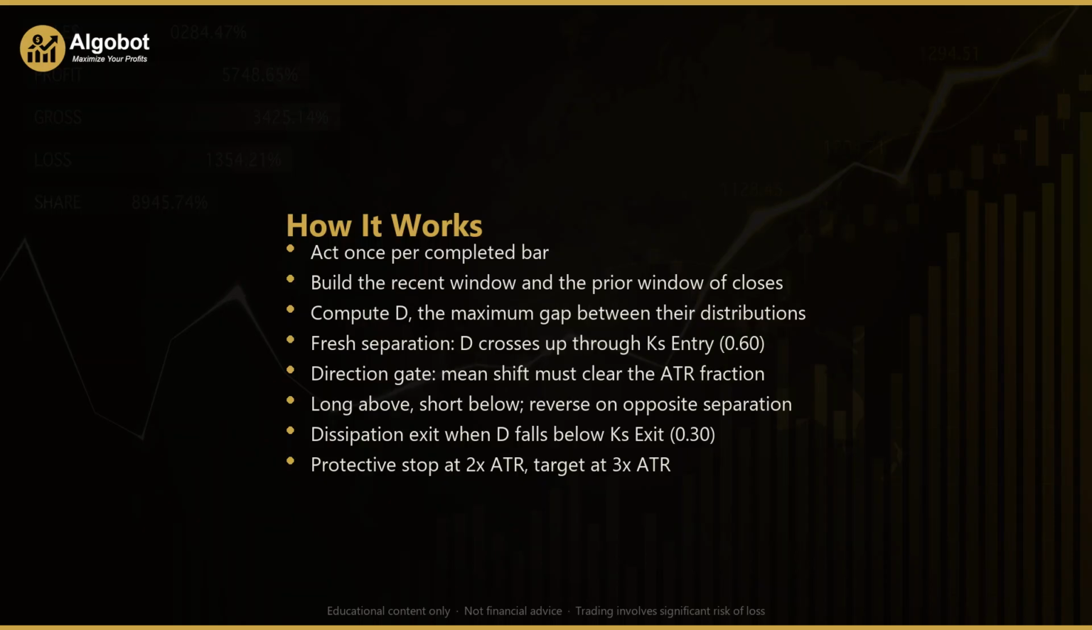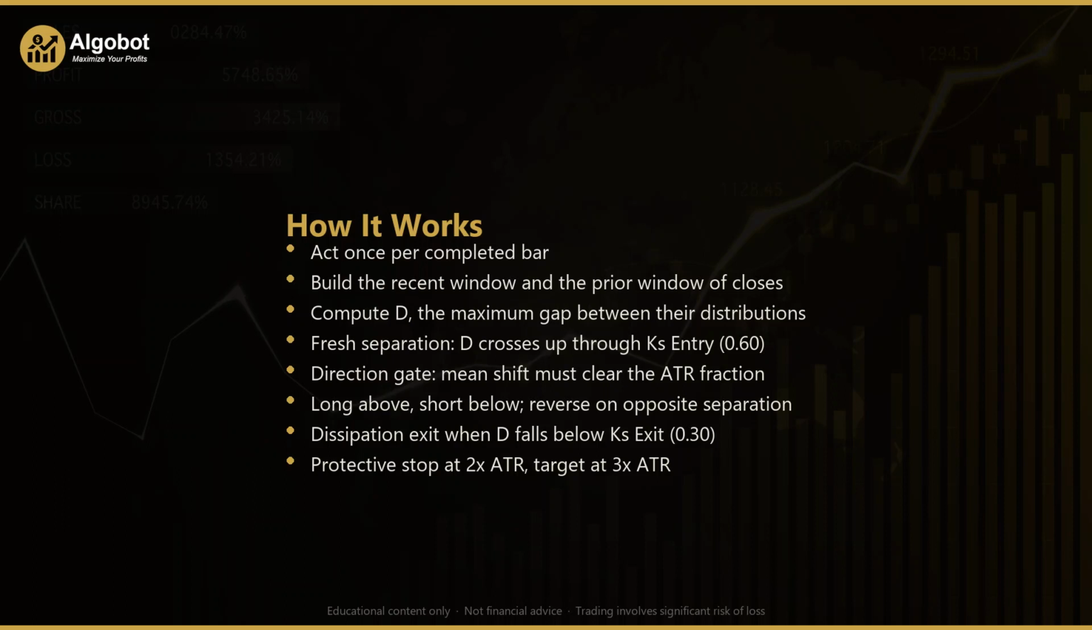But separation alone doesn't tell us which way to trade, so the strategy adds a directional gate. It measures the shift in the average price between the two windows. If the recent mean sits above the prior mean by at least a fraction of the average true range, set by the direction DirAtrFrac parameter, defaulting to 1/2, the strategy signals a long. If the recent mean sits below the prior mean by that same distance, it signals a short. This ATR filter is important. It ensures that a purely volatility-driven change, where D is high but price hasn't actually drifted anywhere, does not produce a directionless trade.